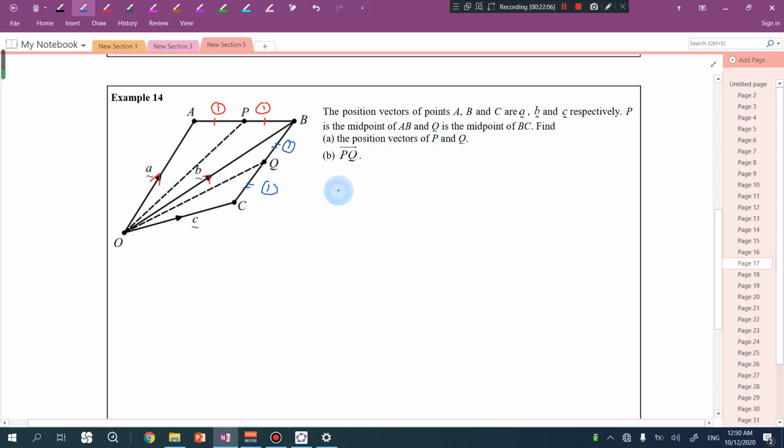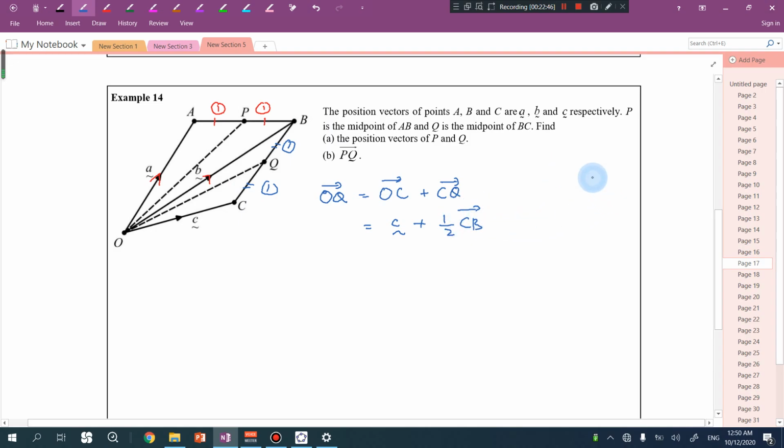We want OQ. So first I write OQ. OQ will be equal to OC plus CQ, right? Again, you have a common point over here, C. OC plus CQ, you will get OQ. Now, we have OC, right? Look carefully at the directions. O to C, which is C. Now we want CQ. We don't have CQ. But I know CQ is half of CB, right?